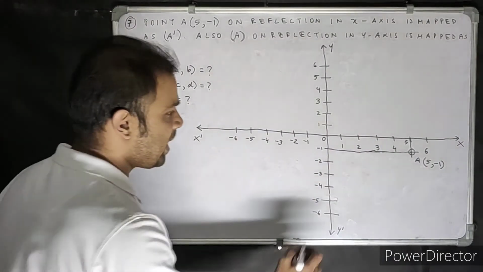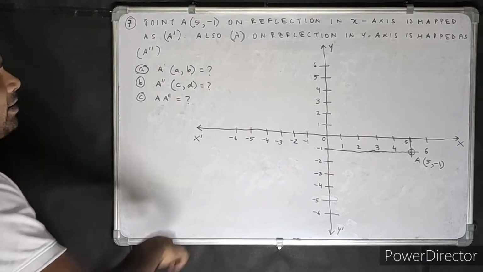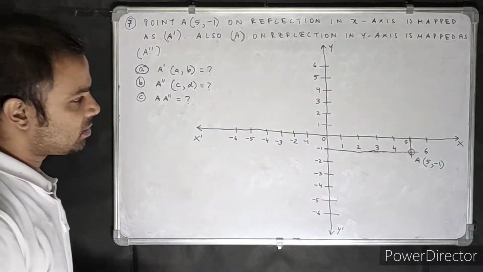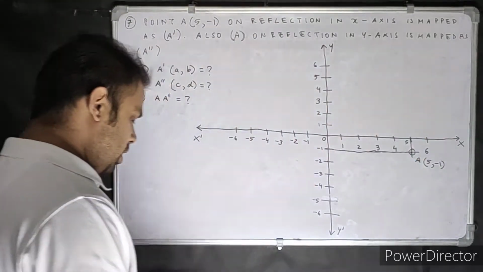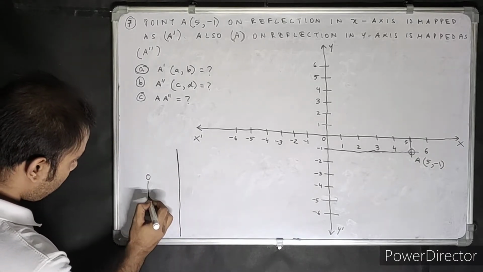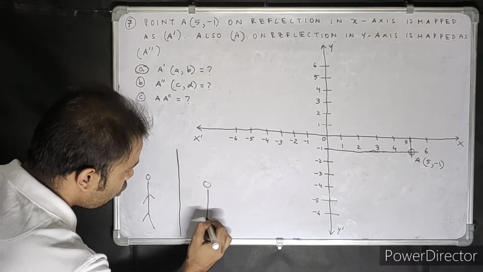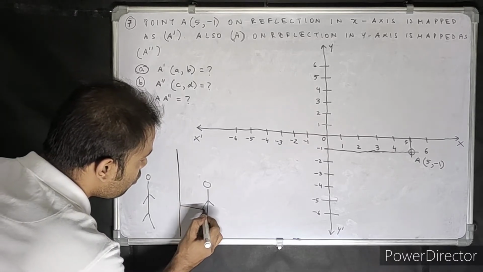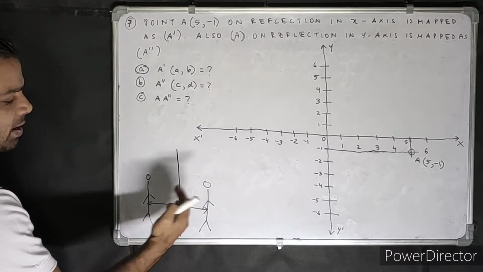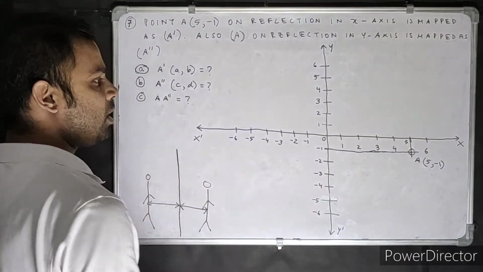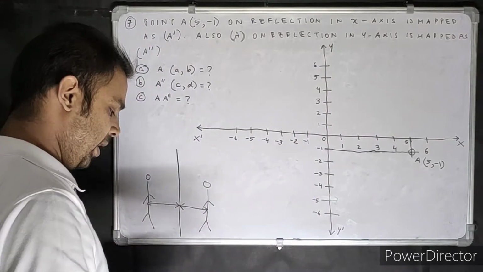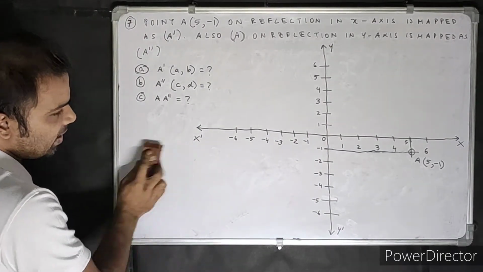X-axis 5, y-axis -1. Now A is reflected on reflection in the x-axis. Where is my x-axis? This is my x-axis. I have to use my x-axis as a mirror. Those of you who are studying physics, in physics it says that when there is a plane mirror in front of you, you will notice that the distance between you and the mirror is the same inside the mirror also. Like the image is also at the same distance from the mirror inside. So in the same way, if you use this as the mirror, the distance up is going to be the same. This is -1, so that's going to be +1 up there.